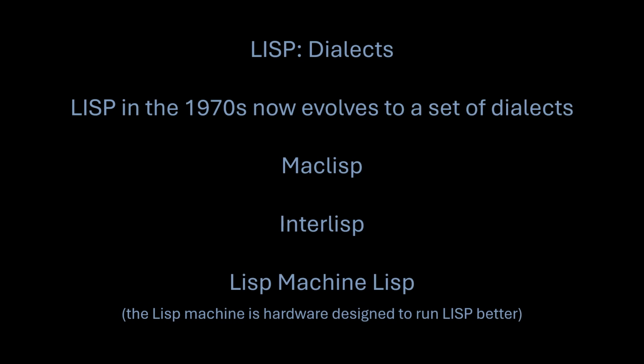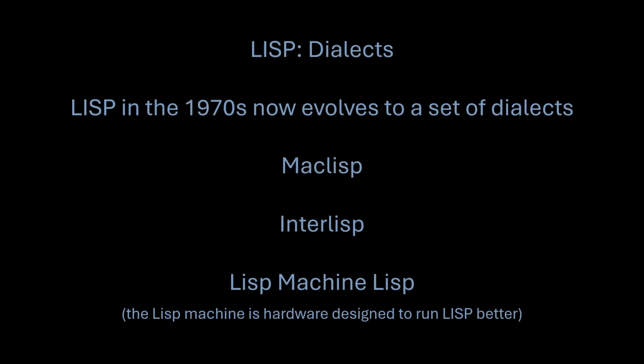So as Lisp is moving forward in the 70s, it evolves into a set of dialects, each of them targeting different types of things in terms of the machine they're on or the environment they're in. One of my favorites is Lisp Machine Lisp. There was literally a thing called the Lisp machine, which was hardware designed to run Lisp programs as effectively as possible. And there was some big demand for it in the 70s as Lisp was starting to get more traction.